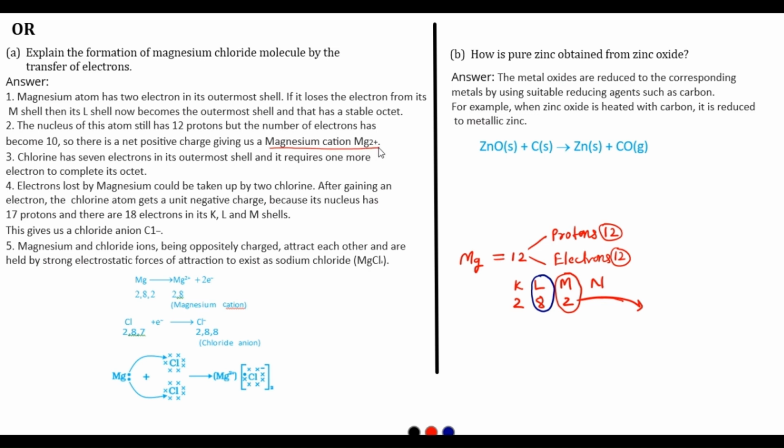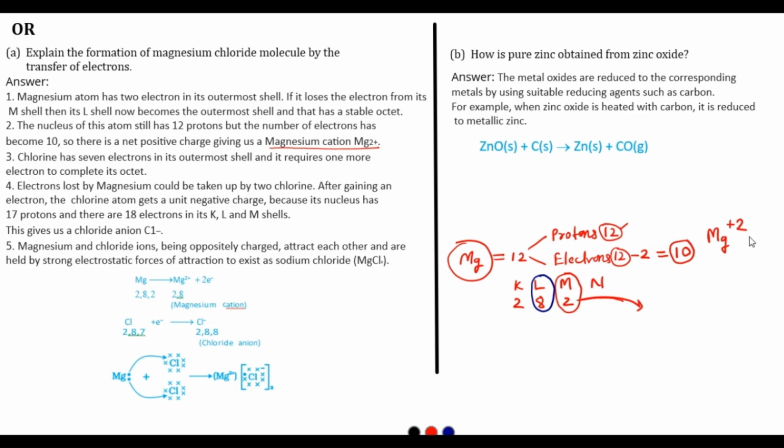As I told, protons are 12 and now, because of losing 2 electrons, electrons became 10. So if you see, the number of protons is more, therefore Mg will get a net positive charge. And how many electrons has it lost? 2. So therefore Mg plus 2.